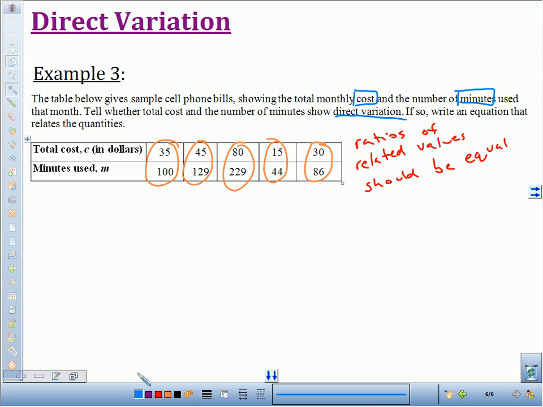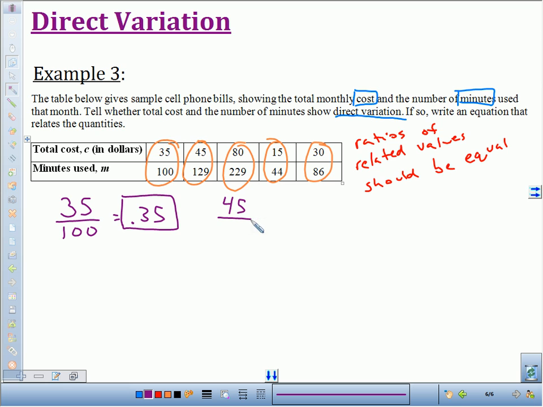Now, how, you might be asking, do we figure that out? And that's a very good question. Here's how we figure that out. Let's start with the ratio of 35 to 100. We turn that into a fraction. We figure out the decimal is 0.35. Calculator does that for us. So we have a ratio of 0.35. Let's see if that is equal to the others.